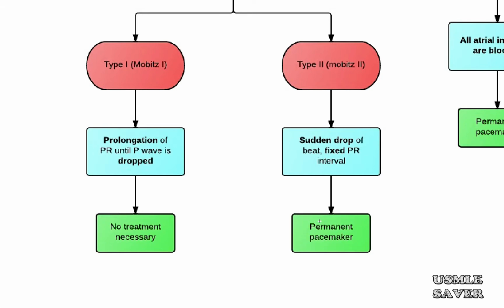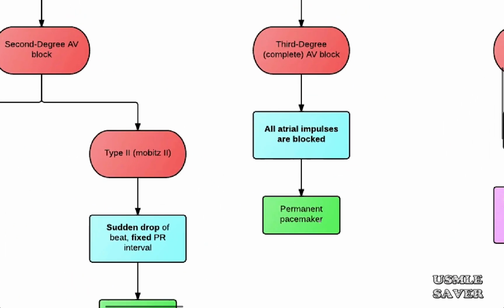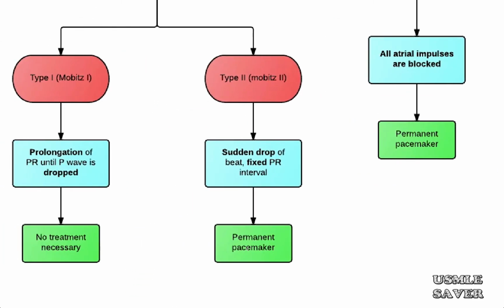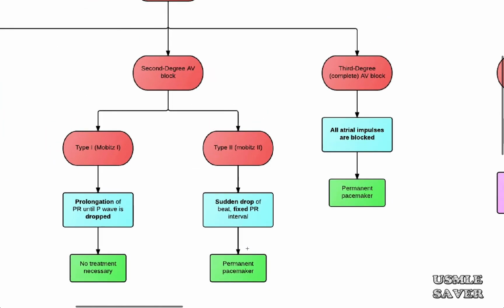Now, let's move on to third degree block, which is also complete heart block. On an EKG, you can see that all atrial impulses are blocked, and treatment is pacemaker. So remember that for first degree heart block and Mobitz 1, patients don't need treatment. And for Mobitz 2 and third degree heart block, patient needs a pacemaker.